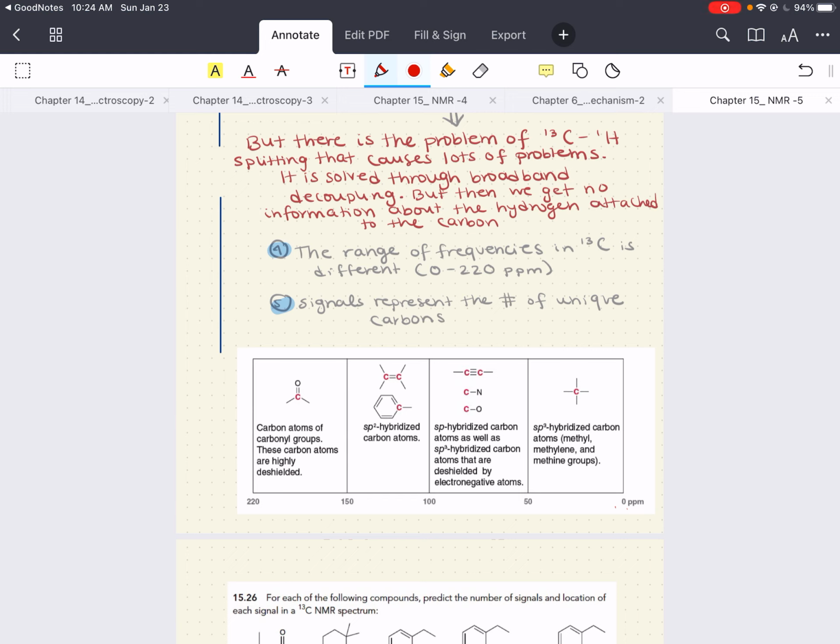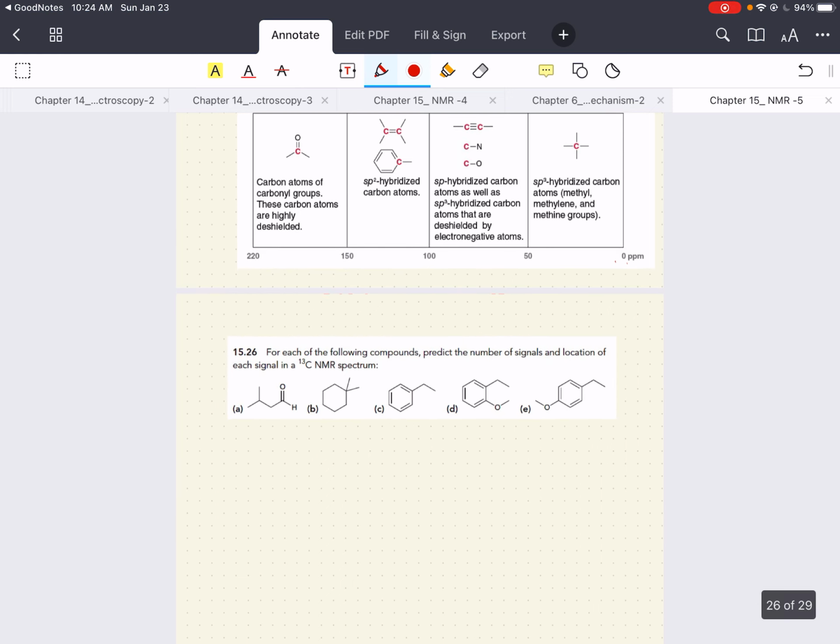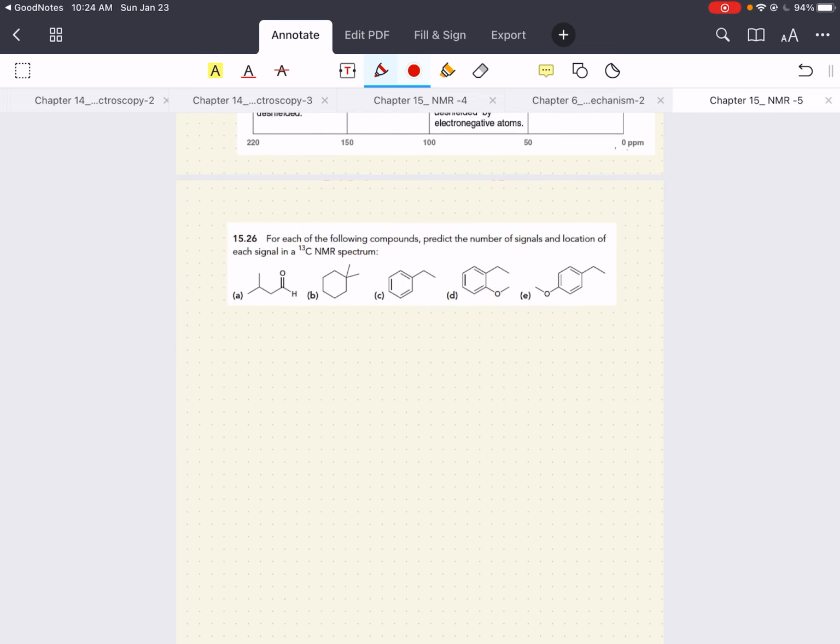So keeping all that in mind, let's quickly jump into some practice problems, because it's going to be the best way to get accommodated to the differences between carbon and hydrogen NMR. Fantastic. So let's do this. For each of the following compounds, predict the number of signals and location of each signal in the carbon 13 NMR. We're going to do a few of these. Let's look at A. How many signals can we predict for this?